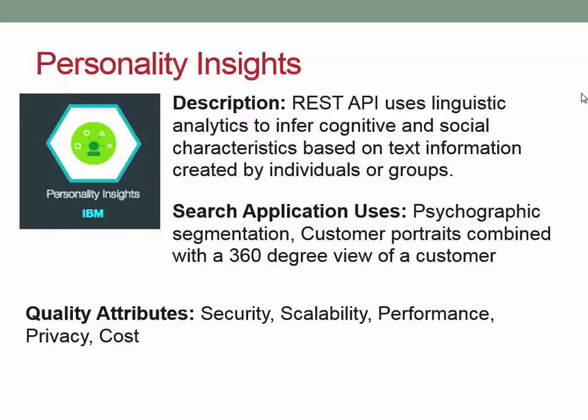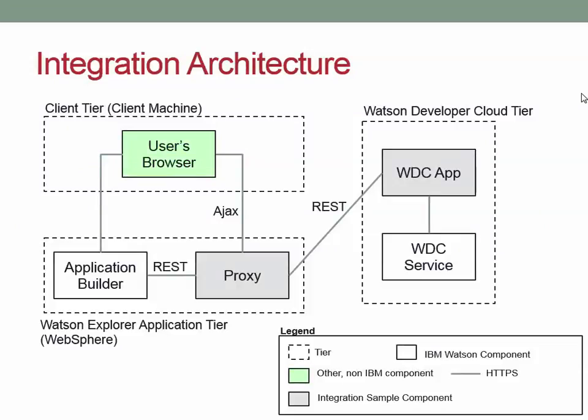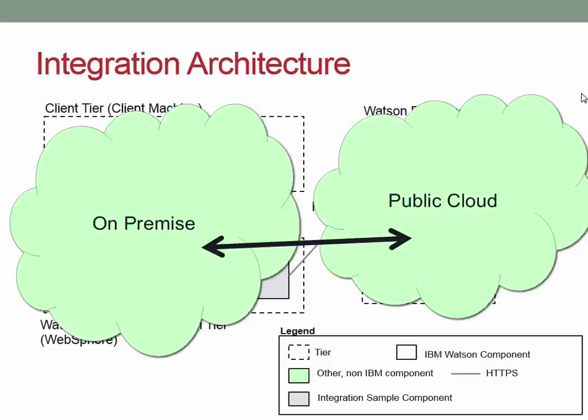And so we took that service and we integrated it with our existing on-prem solution, which you can see, that we call the application builder. We created a proxy to enable AJAX-style interactions with the user's browser. And then we created a couple of RESTful services on Bluemix that integrated with the Watson Developer Cloud to process these requests. And so we rendered the output in a user's browser. Oh, yes, and of course this is an on-premise and public cloud interaction.